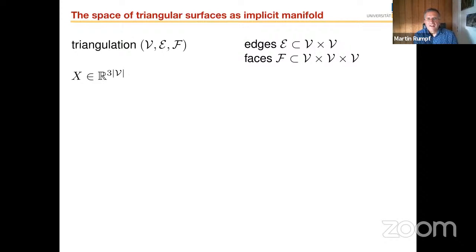So what is a triangulation? A triangulation for all of us is at first a set of vertices V, a set of edges, and a set of faces. And once we have the topology fixed, then the set of vertices leads to R to the 3 times the number of vertices degrees of freedom.